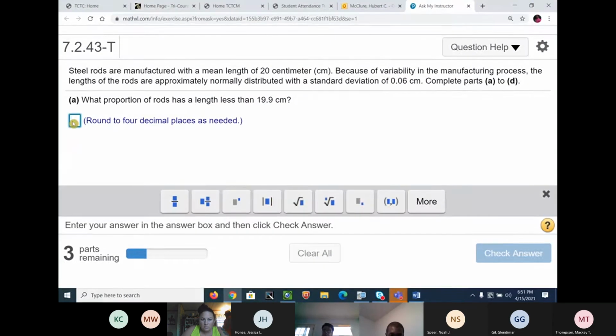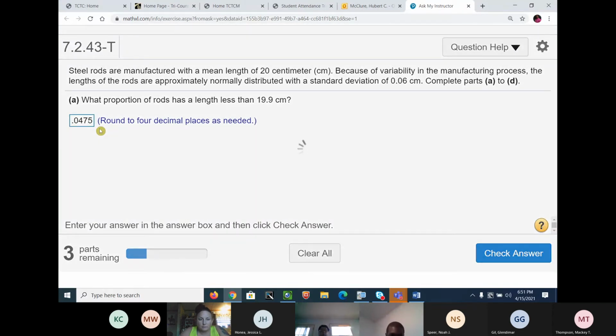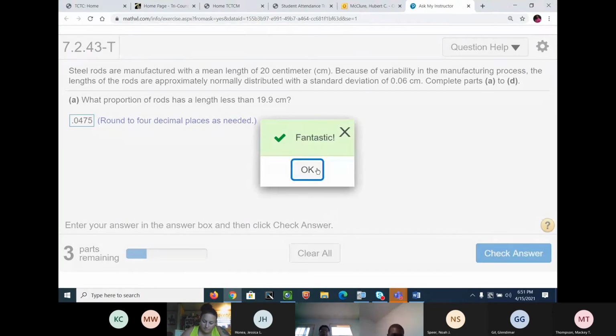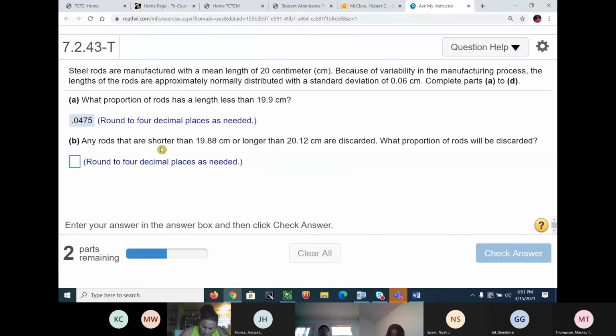And we got that right. Now, what does the next part say? Any rods that are shorter than 19.88 or more than 20.12 are discarded. Now, each one of these is a test question, not the whole test, but each one of these is a test question. So I'm going to draw another curve.